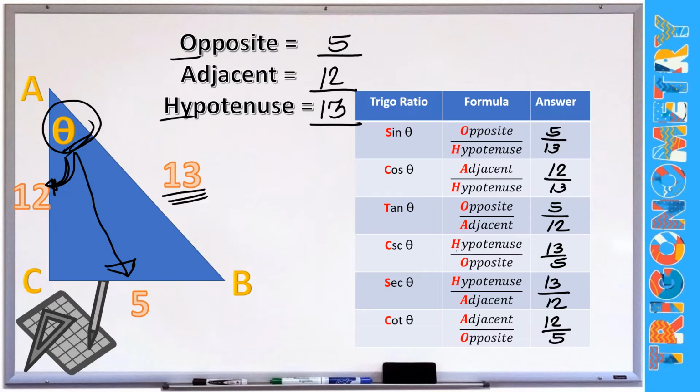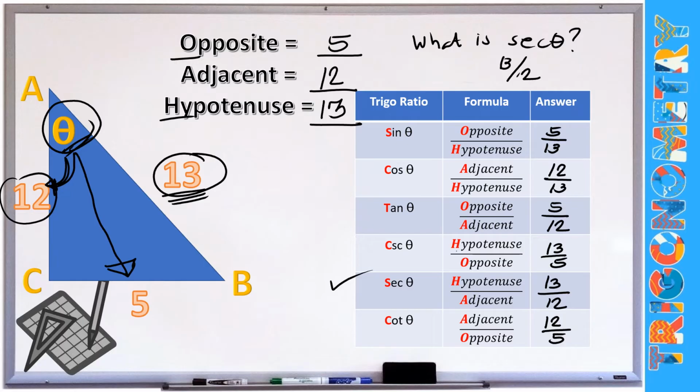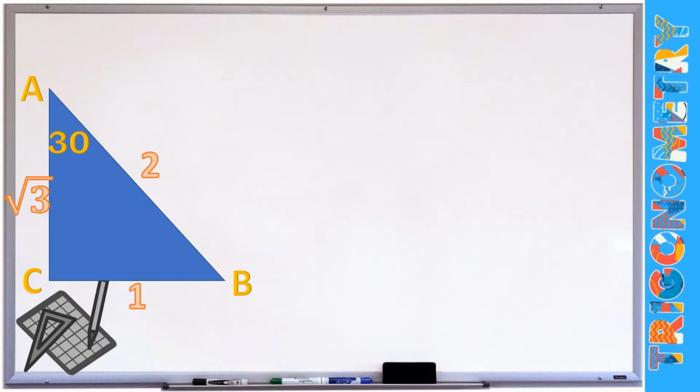So for example, we're just asked, what is secant theta? For this one, you're just going to get the formula for secant, which is hypotenuse over adjacent. So hypotenuse here is 13 and the adjacent is 12. So our secant theta is 13 over 12. Okay? It doesn't mean that you are always going to get all the 6 trigonometric ratios. So let's have another one.